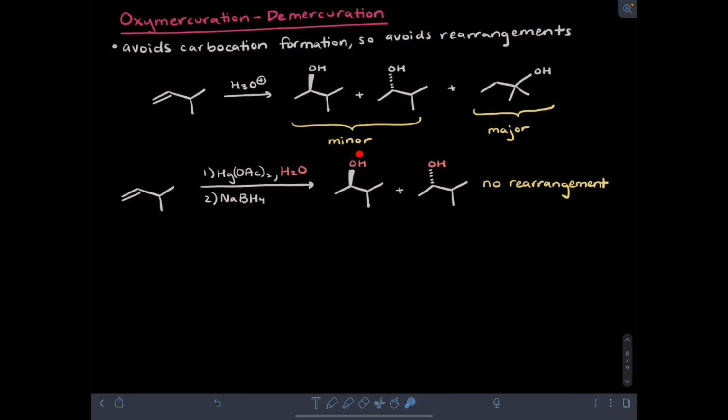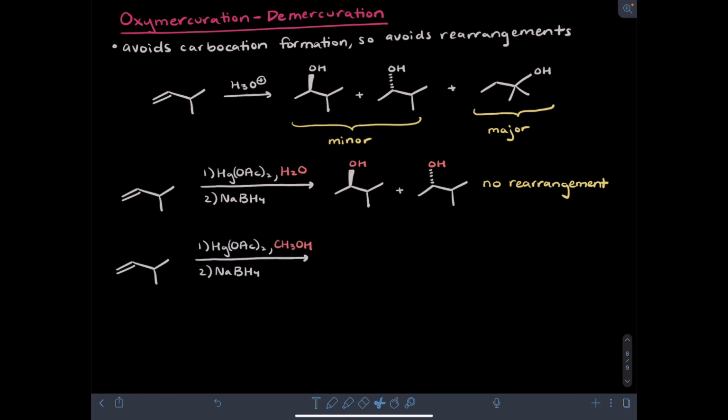This OH group in the product came from the water in the first step, and it will always be the case that whatever nucleophilic solvent you use in the first step appears in your product at the more substituted carbon of the alkene with a hydrogen removed from it.